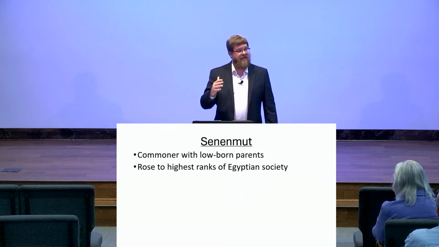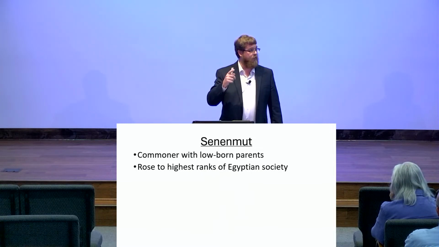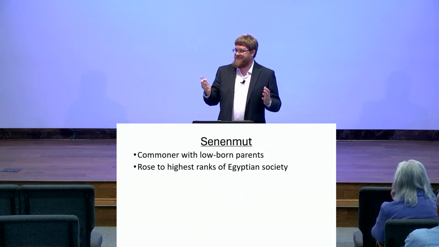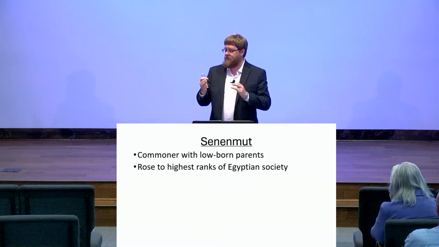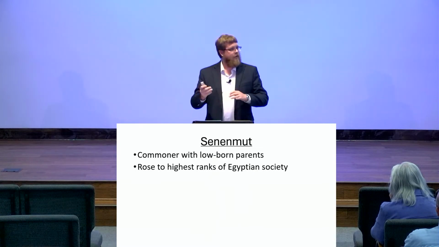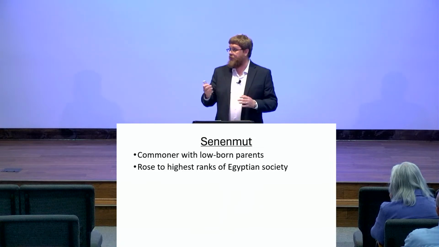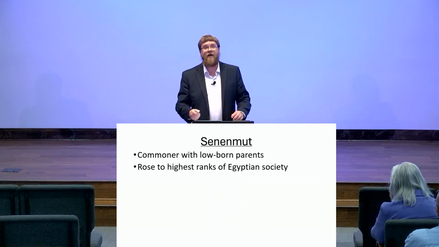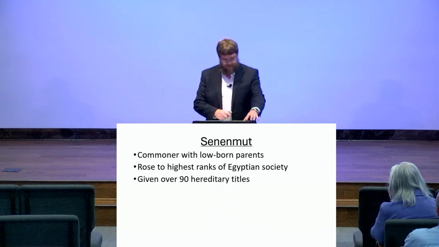We have statues of Hatshepsut's daughter sitting in the lap of Senenmut. Who is this? Why would Pharaoh's daughter be sitting in the lap of a commoner? This guy was her tutor. That's not the kind of relationship that tutors have. He was given over 90 hereditary titles.